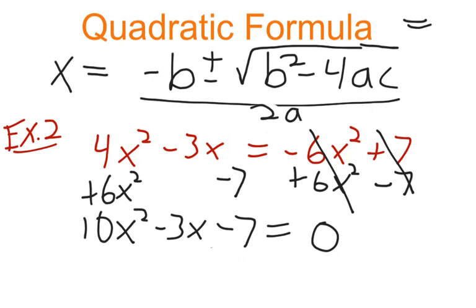And now I just have my A and my B and my C. Remember, it's just as easy as A, B, C if you have them written in order. So the x squared term always comes first, the x term's always in the middle, and then your constant always goes at the end. So A is going to be 10, B is negative 3, and C is negative 7. And now I can just plug those in just like we did before into the quadratic formula.